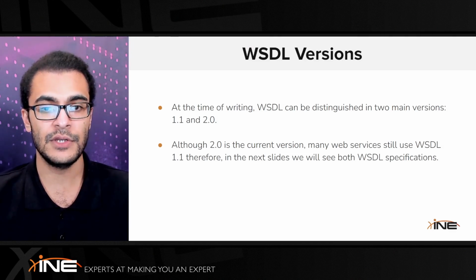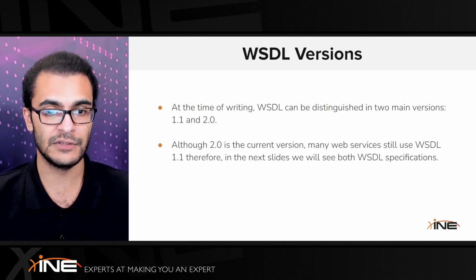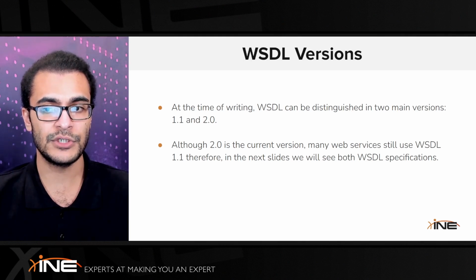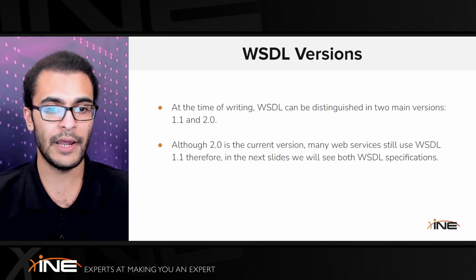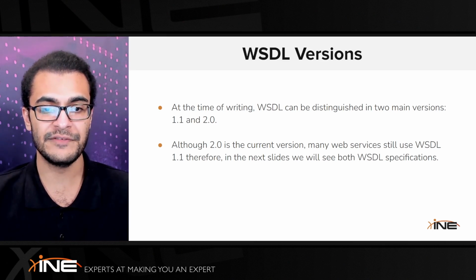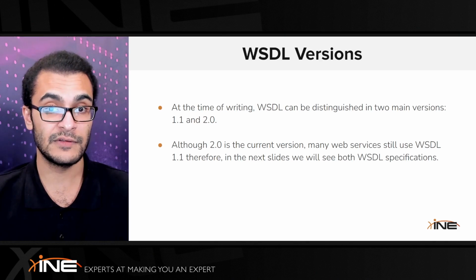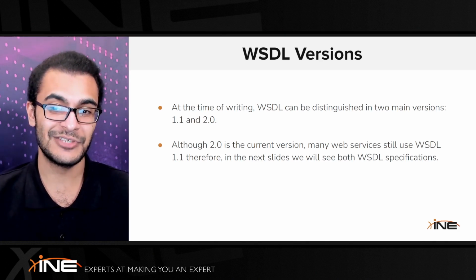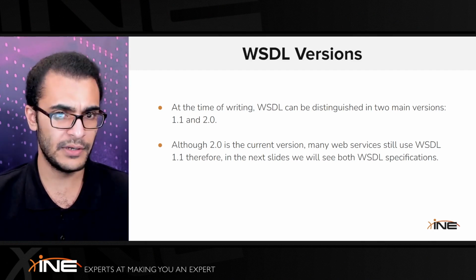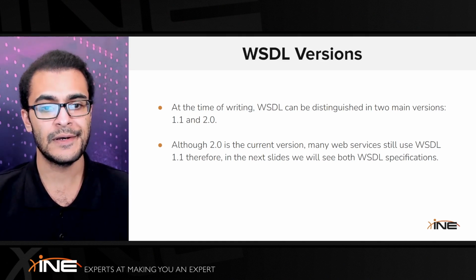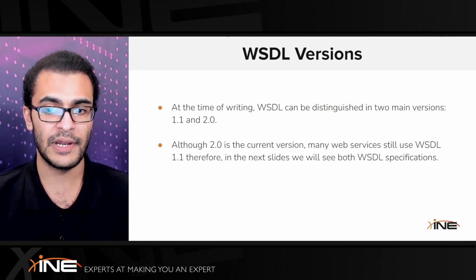Now, one other thing that you need to be aware of, and this is very important, is that WSDL has different versions. As of the time of me writing this slide, WSDL can be distinguished into two main versions. We have 1.1 and 2.0. Although 2.0 is the current version and the most widely adopted version, many older web services, especially in the financial sector, still utilize WSDL 1.1. It doesn't mean that one is superior over the other. It's just language changes. Therefore, in the next slides, we'll actually see the differences between the two so that this becomes clearer to you.